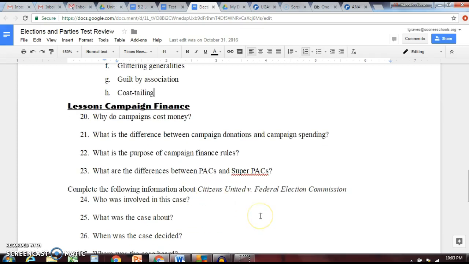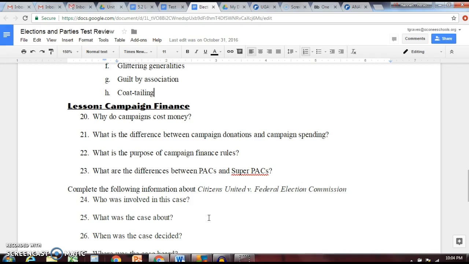Campaign finance, why do campaigns cost money? Because they are long and they are very big. There's a lot of people that are involved in a campaign, so we're talking hundreds of millions and sometimes billions of dollars. What's the difference between campaign donations and campaign spending?